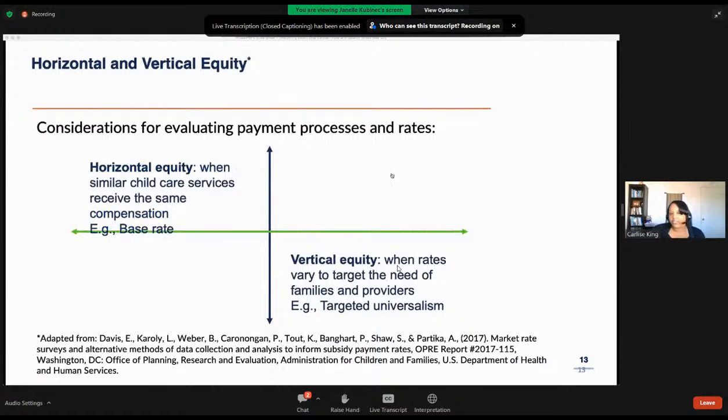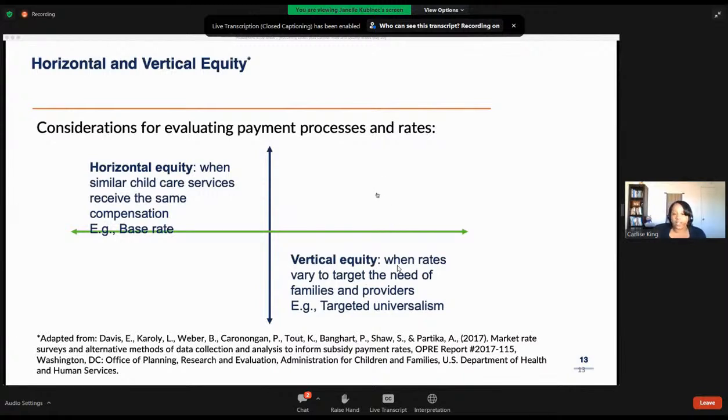I wanted to introduce two new concepts today from a national report that was developed by the Office of Planning, Research, and Evaluation that outlines considerations for evaluating payment processes and rates specific to equity. Please keep in mind that these are equity concepts that are typically used in economic theories rather than the racial justice definitions that I provided previously. And they're really meant in thinking about how you evaluate your methodologies, but not necessarily as a goal.